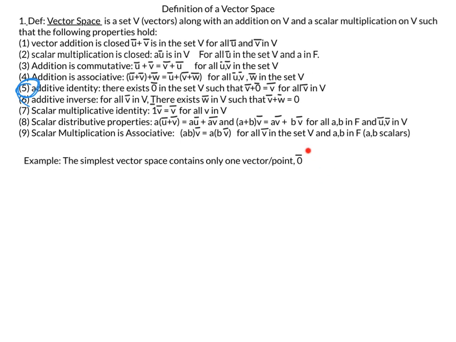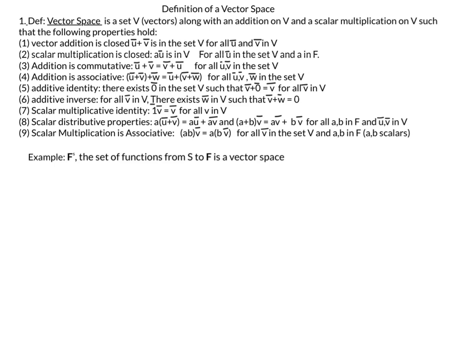So this is the smallest vector space you can have, and you can see that the 0 vector, along with vector addition, our normal vector addition, and scalar multiplication that we defined for Rn, will give us a vector space.